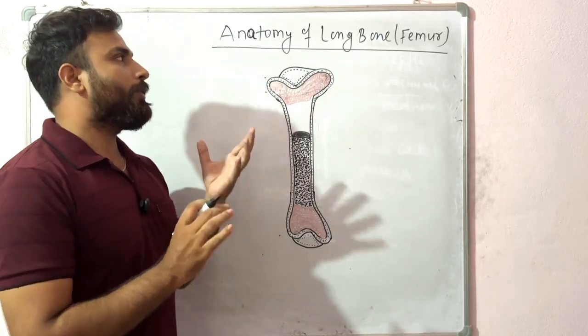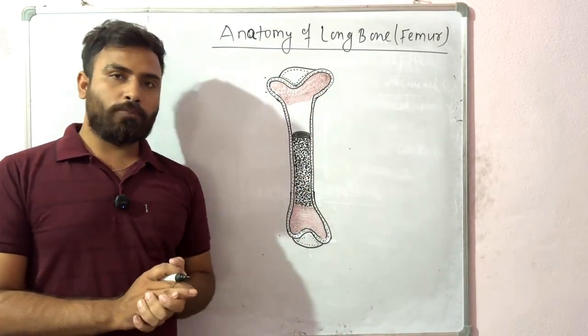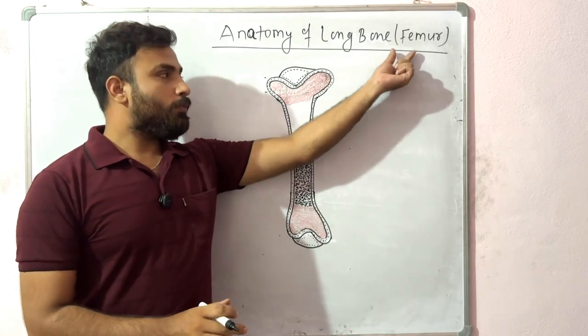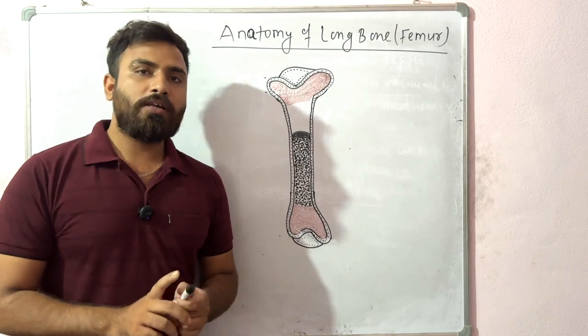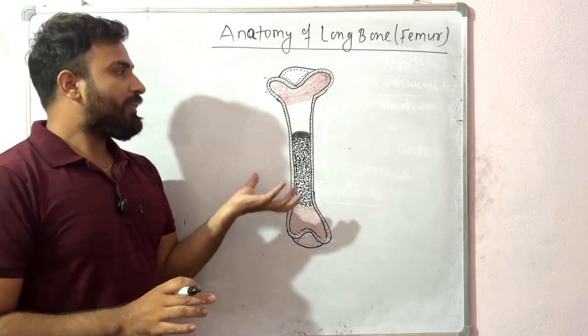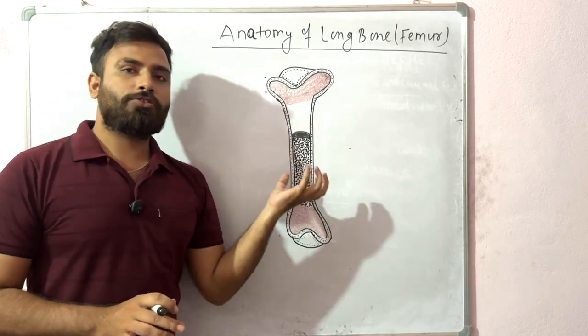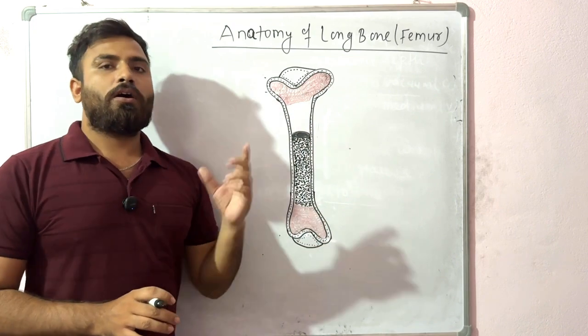In this lecture we are going to talk about the anatomy of long bone. And as we know, the femur bone, which is also called the thigh bone, is one of the strongest and the longest bones in our body. Today in this lecture we are going to talk about all the structures and the different parts of this bone.